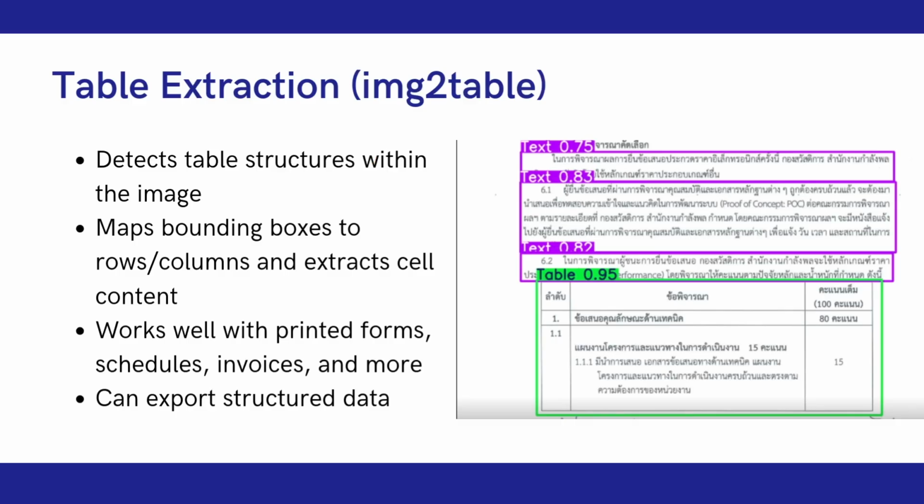Moving on to table extraction. If YOLO finds that the page has tables, it will crop those tables and we send them to table extraction to read. We use a tool called img2table. It can find the rows and the columns and get the text from each cell. It's very useful for forms, schedules, and invoices. It also lets us export the table data, so you can see the examples on your right-hand side.